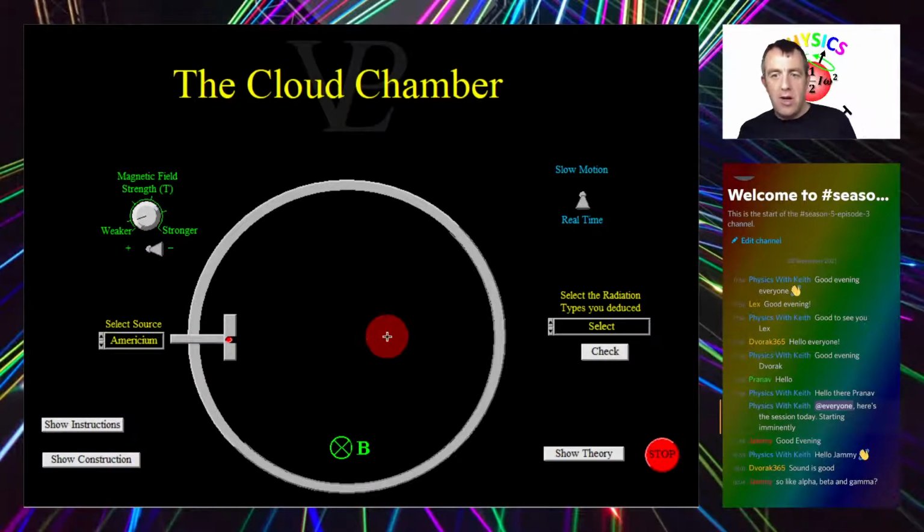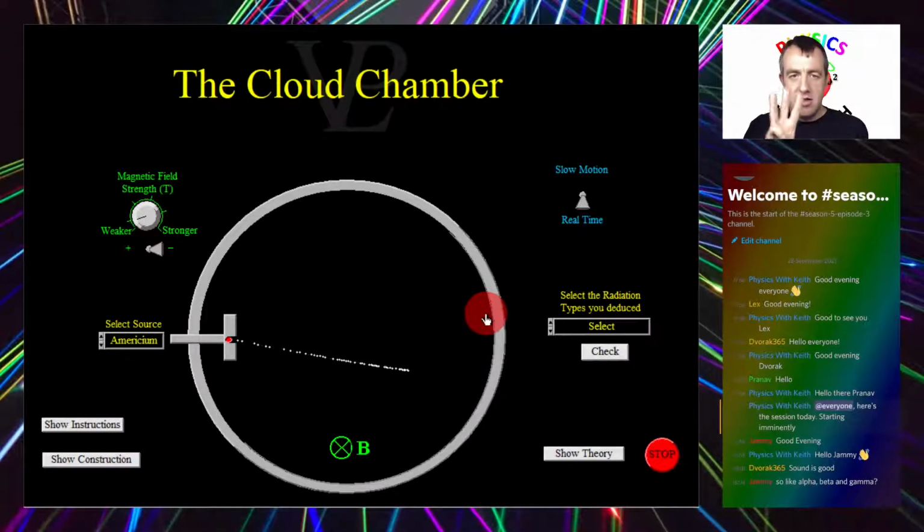Absolutely right, Jamie. Alpha, beta, and gamma radiation. They're the three that we're going to be looking at. But this Americium source is an alpha source.